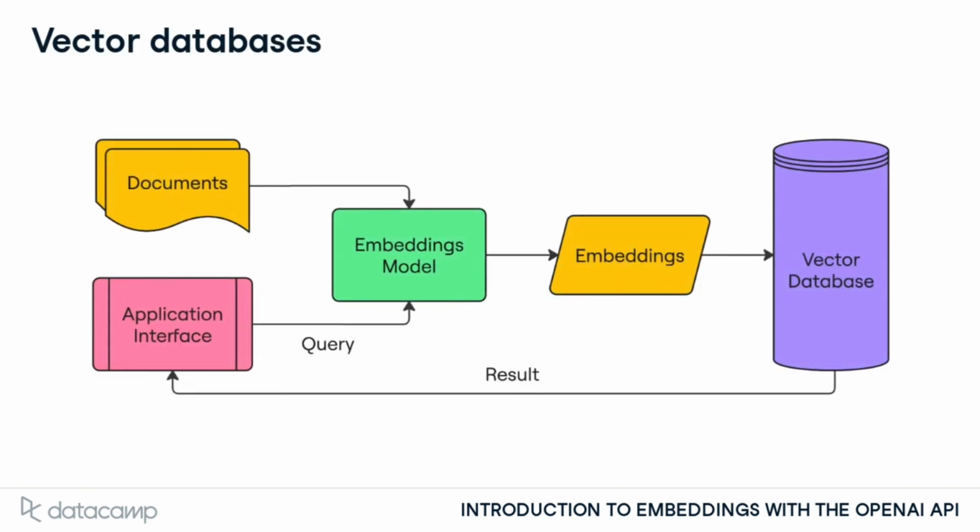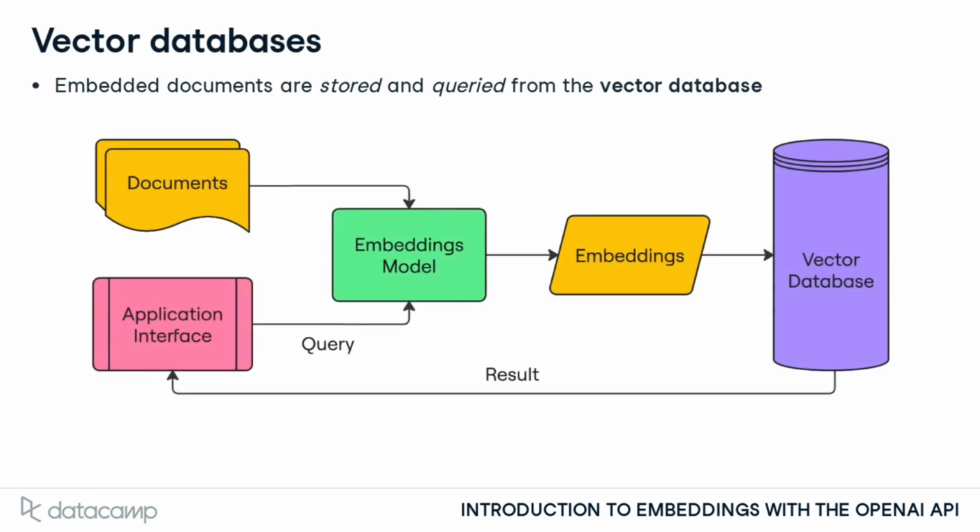Here is a typical embedding application. The documents to query are embedded and stored in the vector database. A query is sent from the application interface, embedded, and used to query the embeddings in the database. This query can be a semantic search query or data to base recommendations on. Finally, these results are returned to the users via the application interface.